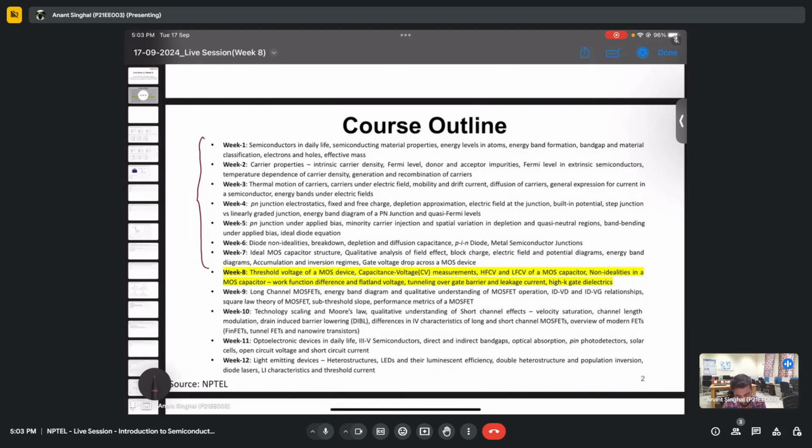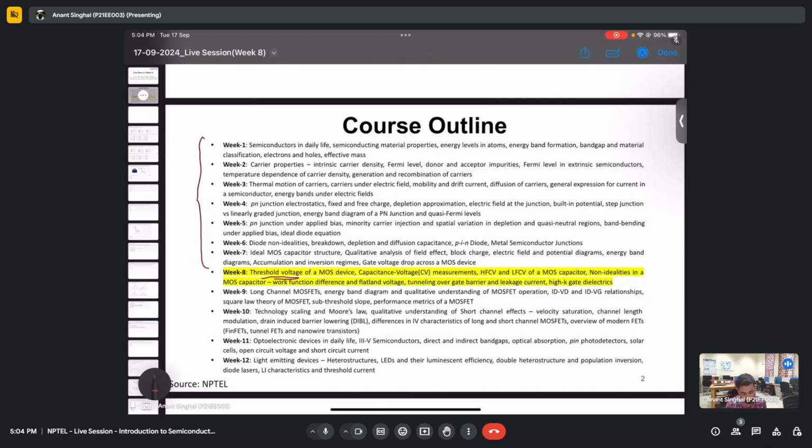And in this week, we'll be covering what is a threshold voltage. In brief, we have already seen what is a threshold voltage for a MOS device, but we'll be going more into the depth, like how it comes and what is the value of that. We'll be deriving some formulas, or maybe I'll be giving some formulas, and we'll be doing some of the numerical problems related to that.